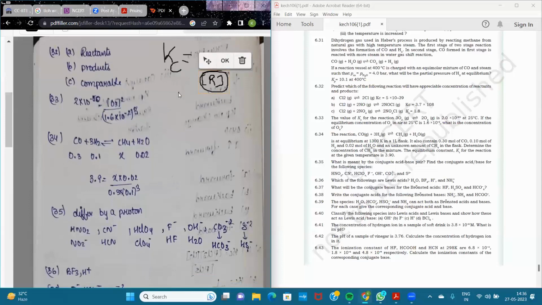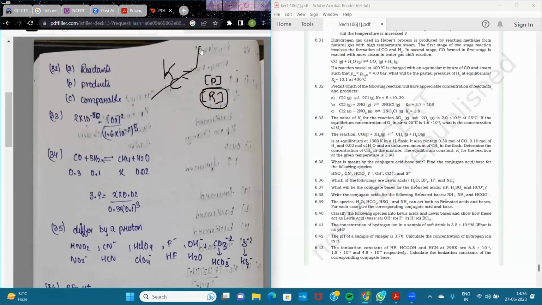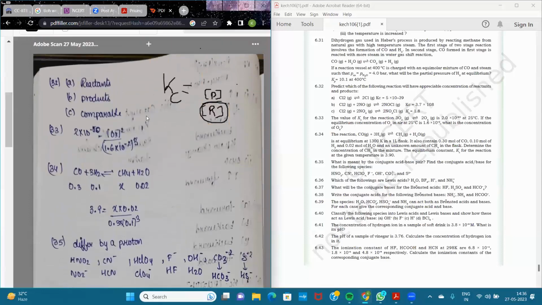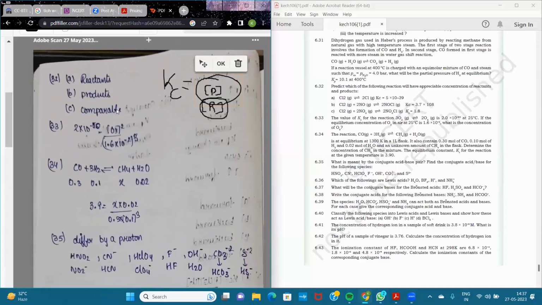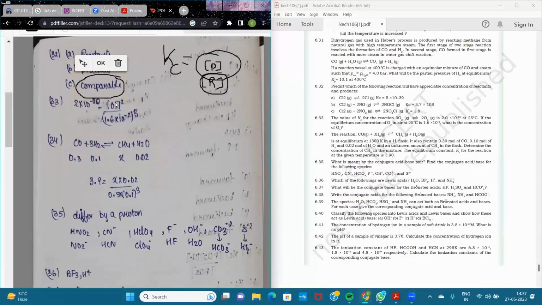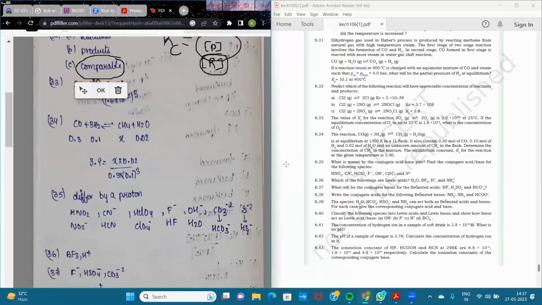In the second part, Kc is very large. So, products are formed in higher amount and reactants are left few. And in the third part, Kc is 1.8. We'll get a comparable amount. The concentration of reactants is comparable with the concentration of products in this reaction. We'll go on with the next question.